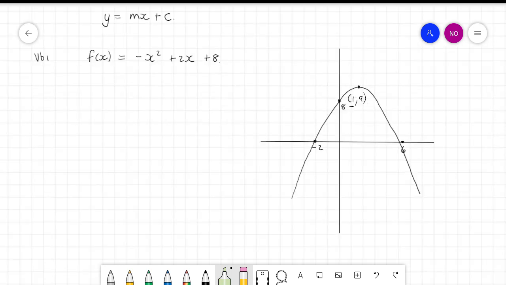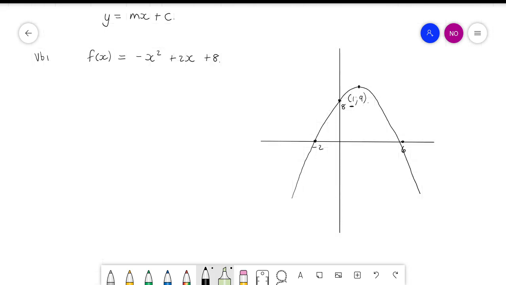So that is our original function. Now I'm going to say, calculate the equation of the tangent at x equal to -1. So I'm going to tell you at x equal to -1.